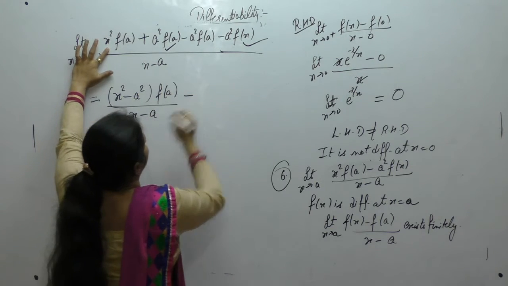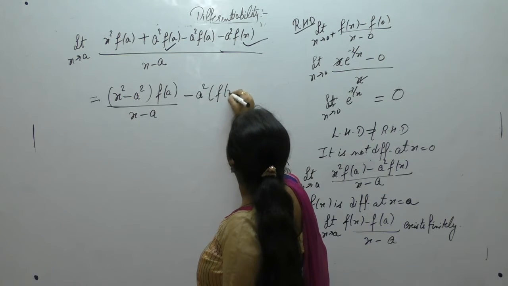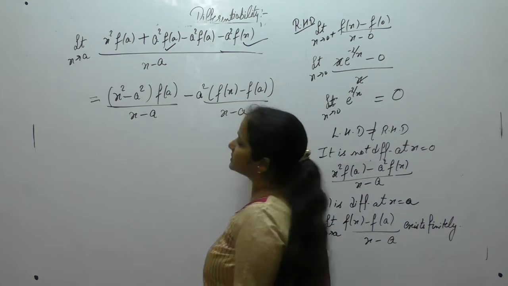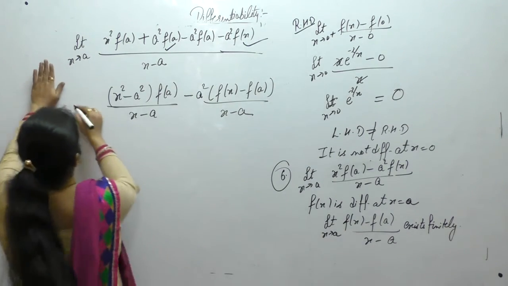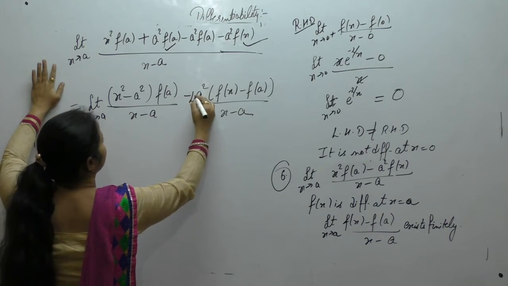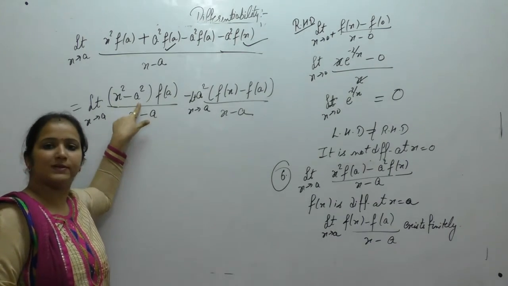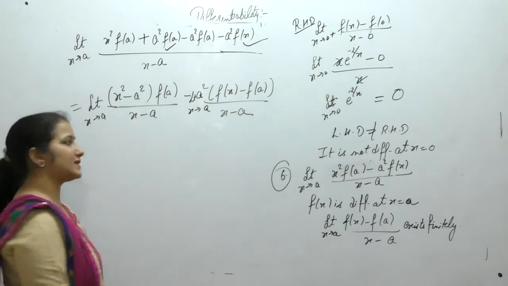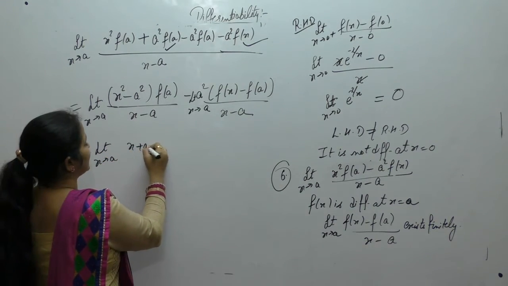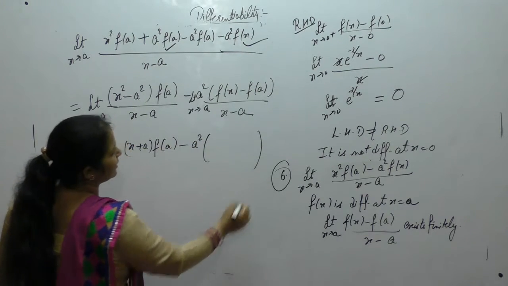x minus a, take negative common and a square common, so f of x minus f of a upon x minus a, and limit x tends to a. We can write the limit separately. Now a square minus b square, a minus b, a plus b. So here we get limit x tends to a, x plus a, f of a minus a square.